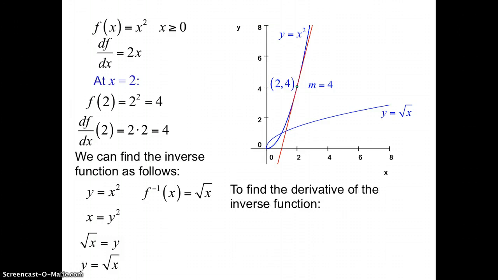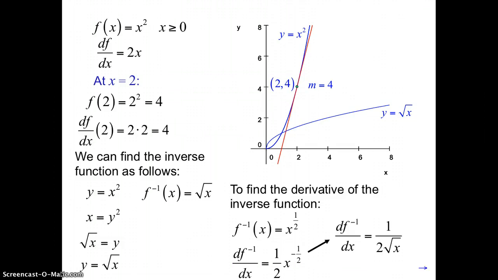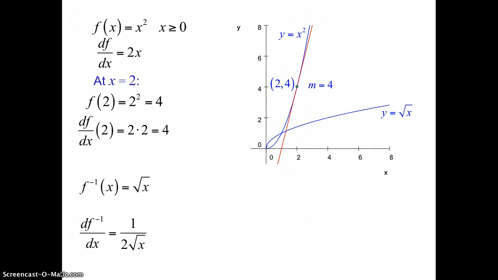Well, that's old news, stuff we already knew about inverse functions. I can find the derivative here. If f inverse is square root of x, I can find the derivative. I know how to take the derivative of the square root of x. I get 1 over 2 times the square root of x. Here's something you might not have known, because we didn't talk about derivatives until this year, or slope.